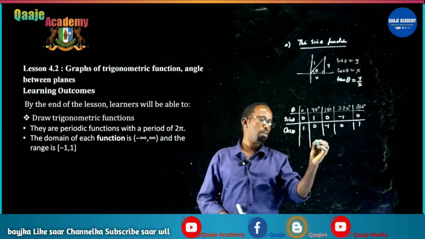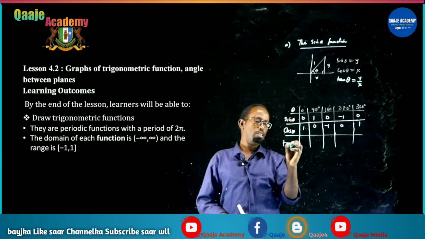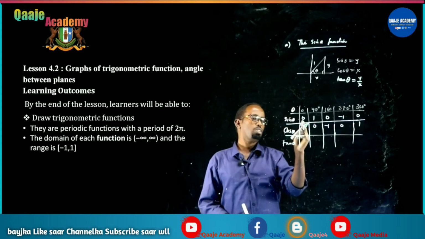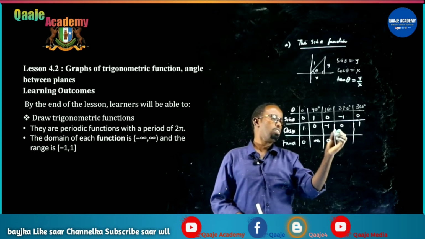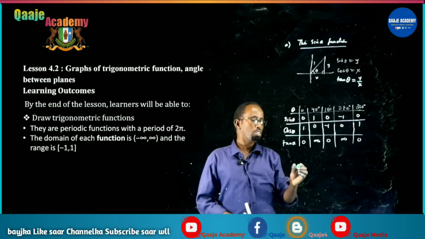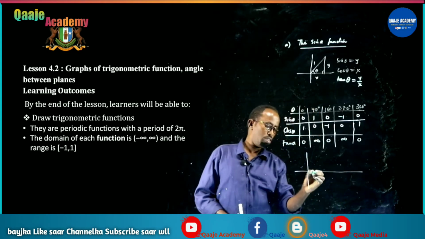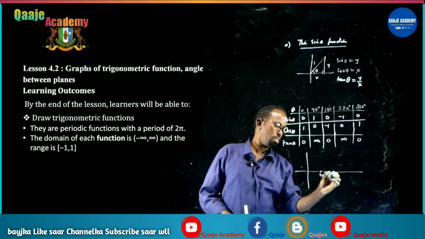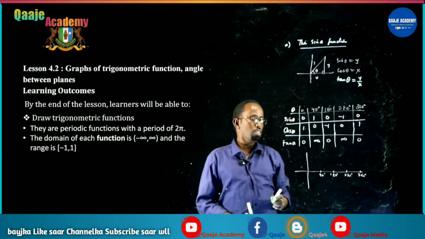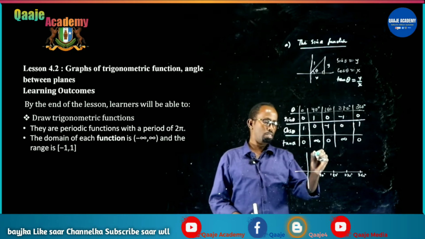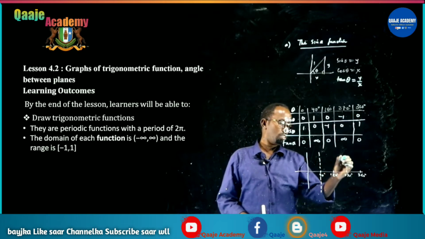So I'll be just using the same table values to come up with the tangent. Tan is equal to sine divided by cos, meaning 0 divided by 1 is 0. 1 divided by 0 is infinite. This is 0, this is infinite, and this is 0. So I'll be plotting the tangent. So 0, 90, 180, 270, and then 360 degrees. For tan, I draw the infinite line. 270 is also the same.